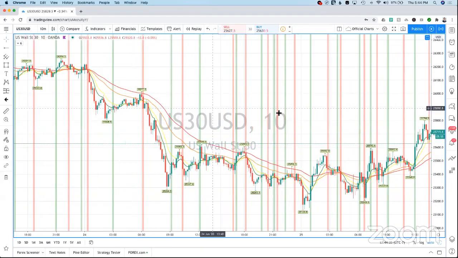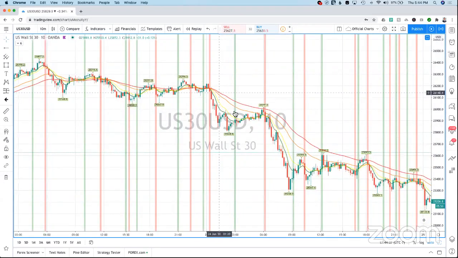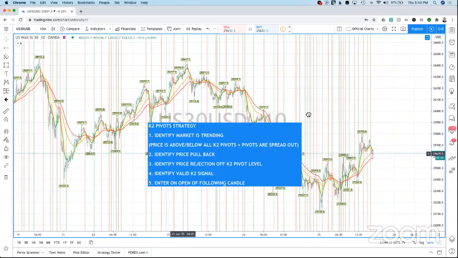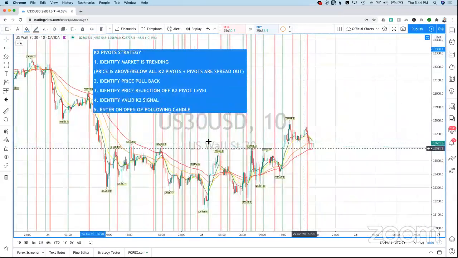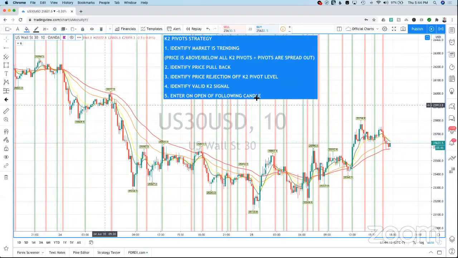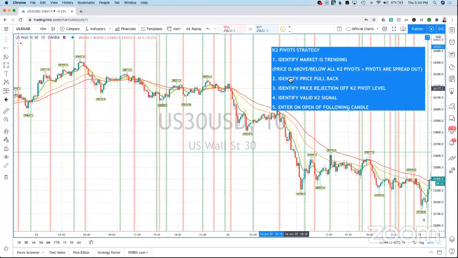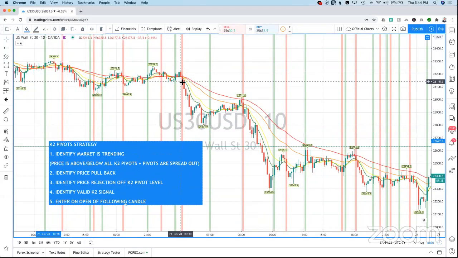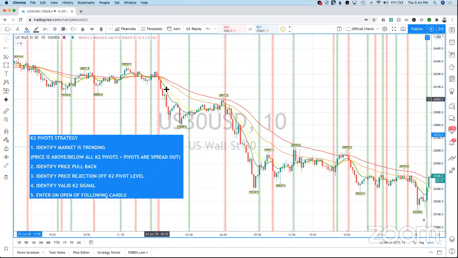So let's wait for price to be trending. Price was obviously trending right here, right? Same exact requirements. The strategy is so easy, guys. So first, you want to identify the market is trending. Right here, price is below all the K2 pivots, and the K2 pivots are spread out to level 1, level 2, level 3, and level 4. So this is a strong trend downwards.